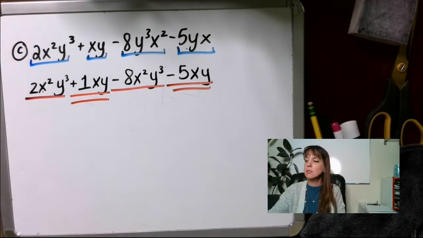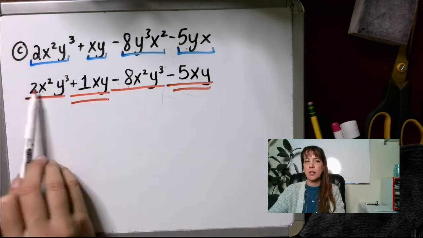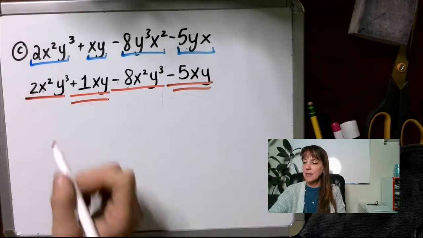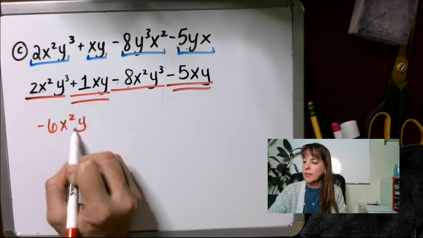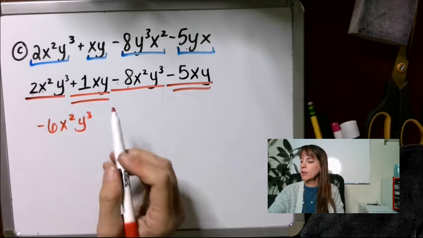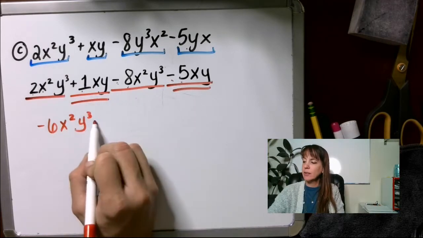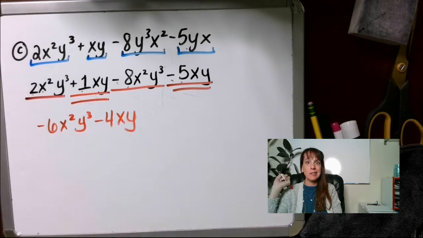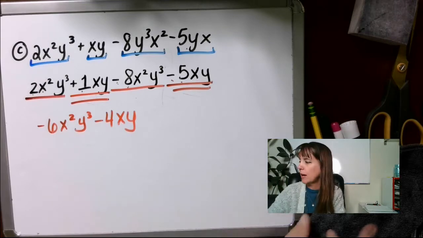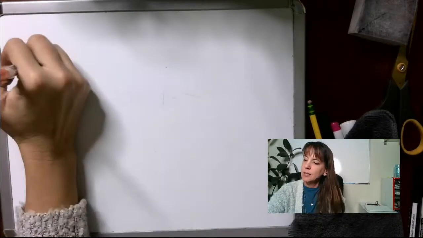So let's look at those single underlines, this one and this one. 2 and -8 gives us -6, and it's x squared y to the third. Now we have 1xy, -5xy. That's -4xy. And that is it. That is as much as we can simplify. All right, so let's look at D.